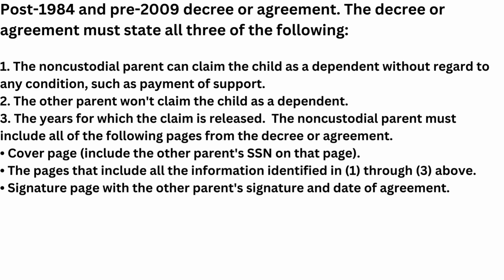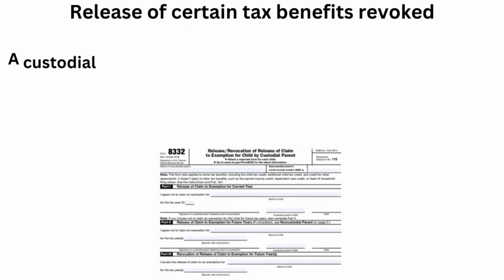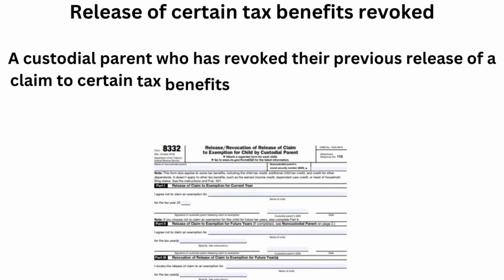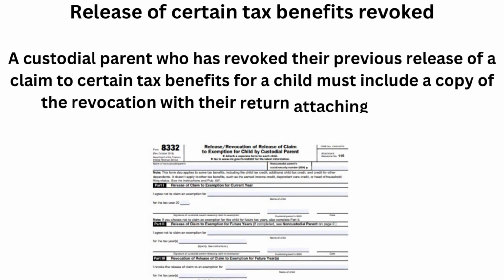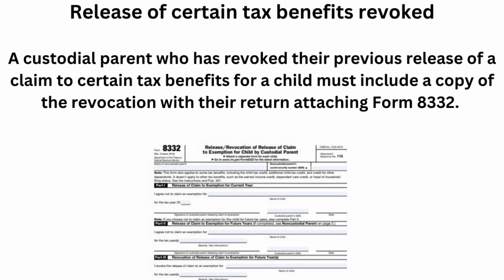The non-custodial parent can claim the child as a dependent without regard to any condition, such as payment of support, and the other parent won't claim the child as a dependent, and it's proven with a decree or agreement. A custodial parent who has revoked their previous release of a claim to certain tax benefits for a child must include a copy of the revocation with their return, attaching Form 8332.